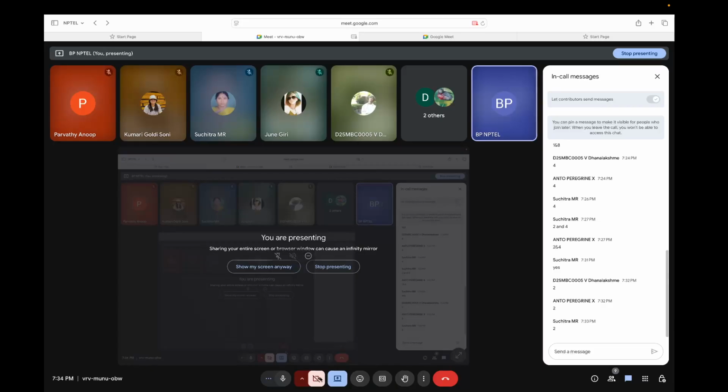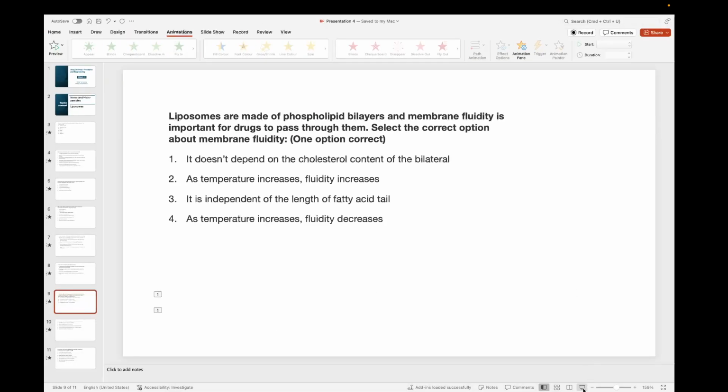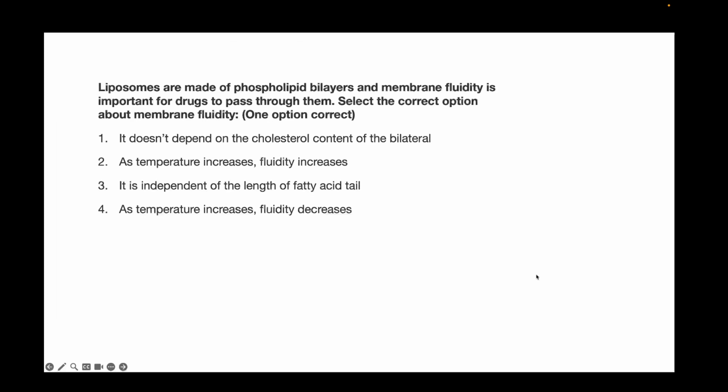Option 2. Okay. Yes, all of you are correct. Option 2 will be the correct answer here. As temperature increases, the fluidity increases. Fluidity of these membrane bilayer, phospholipid bilayer, and membrane fluidity increases.